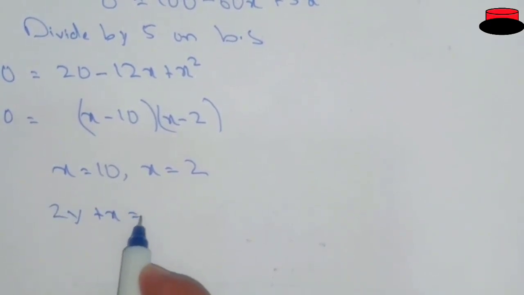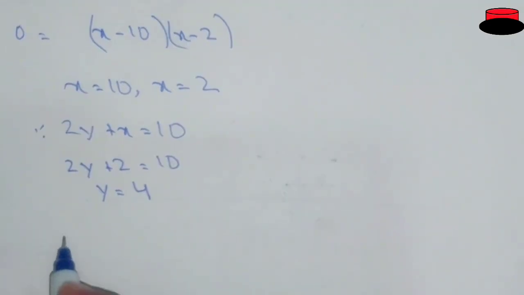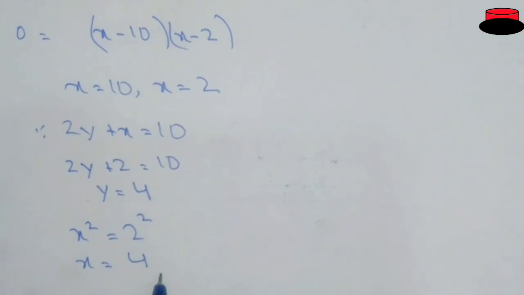So since we know that 2y plus x equal to 10, now replacing the value of x equal to 2 in this equation, so 2y plus 2 equal to 10. Now finding out the value of y, so y will be equal to 4. So 4 plus 4, it means 2y plus 2, that is x, so that will be 2. It means the value of x is 2. Now finding out the area, x square equal to 2 square, so x square will be equal to 4. So the area of the square is 4 meter square.